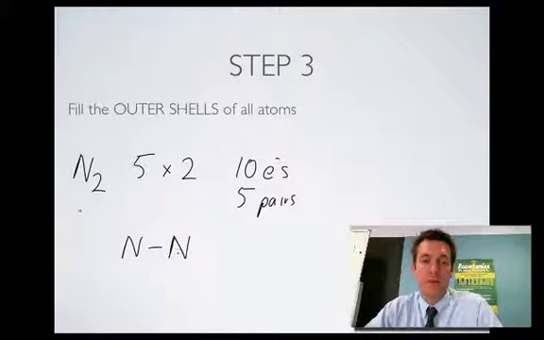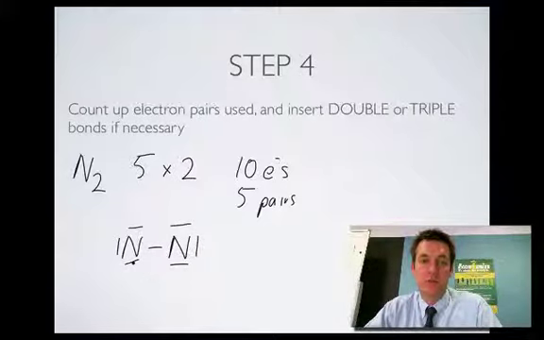Then I'm going to fill the outer shells of all the atoms. Nitrogen atoms can hold 4 pairs, 8 electrons in their outer shell. So there's 4 pairs around that one and 4 pairs around that one. 1, 2, 3, 4. 1, 2, 3, 4. And finally, count up the electron pairs that you've used and insert double or triple bonds if necessary. Well, I had 5 pairs to play with, but I've used 7. So let's put a double bond in.